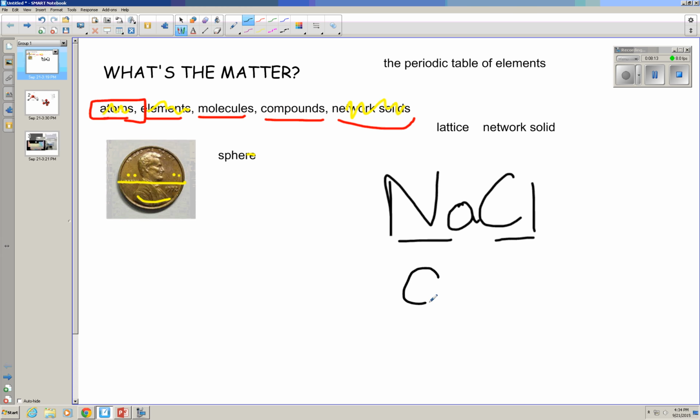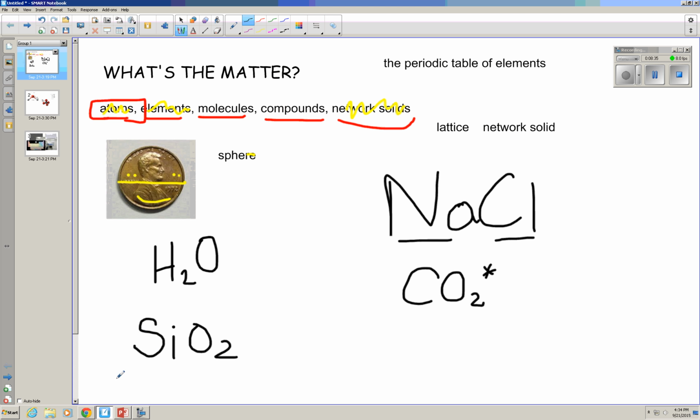You are exhaling carbon dioxide right now. I want to put a little star next to carbon dioxide. You may be drinking H2O, or you may be drinking some kind of flavored carbonated drink which has H2O in it. You may have used sandpaper or have gone to the beach and stepped in some SiO2, some sand, silicon dioxide. These are all compounds. They are one atom bonded to one or more. In this case, this is silicon bonded to two different oxygen atoms. So compounds are made of elements.